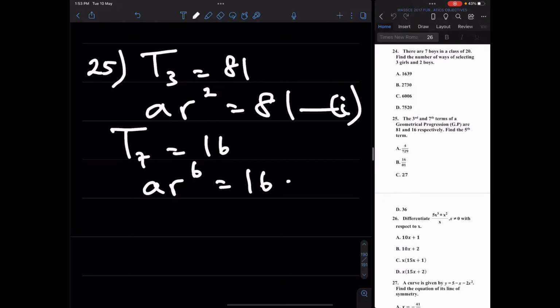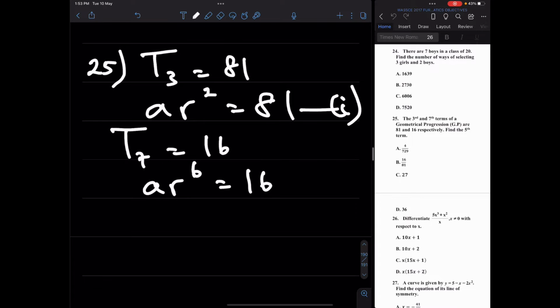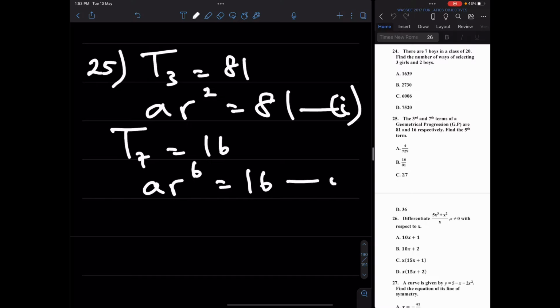The correct option is D, that's 36. Now to the next, number 26. Differentiate 5x cubed plus x squared over x, where x is not equal to 0, with respect to x. Let y be equal to 5x cubed plus x squared over x.